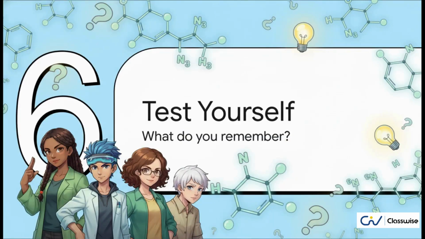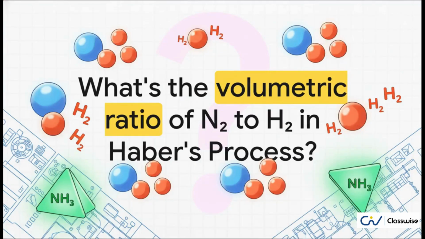Okay, you have taken in a whole lot of information. So let's do a quick fire round, just to see what's stuck with you. Ready? First question for you. In the Haber's process, what is that all-important ratio of nitrogen to hydrogen? I'll give you a second. If you said 1 volume of nitrogen to 3 volumes of hydrogen, you are absolutely correct.